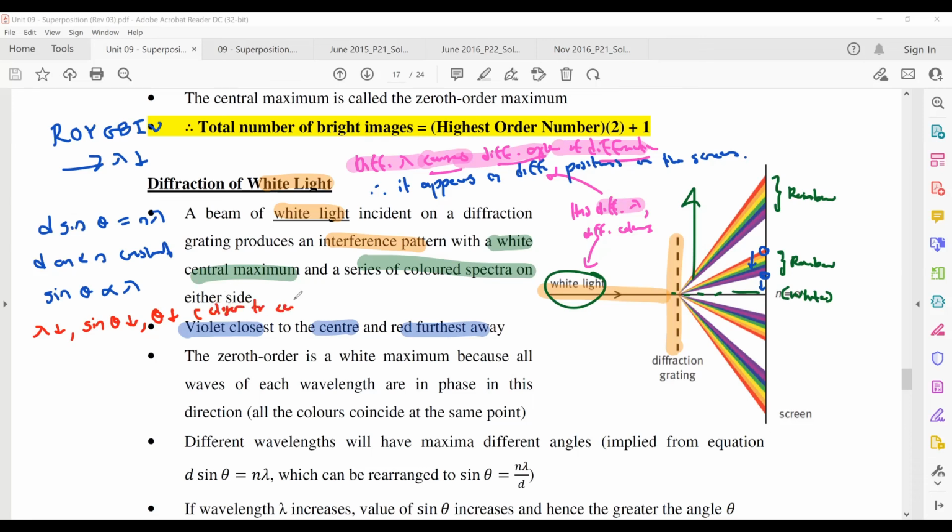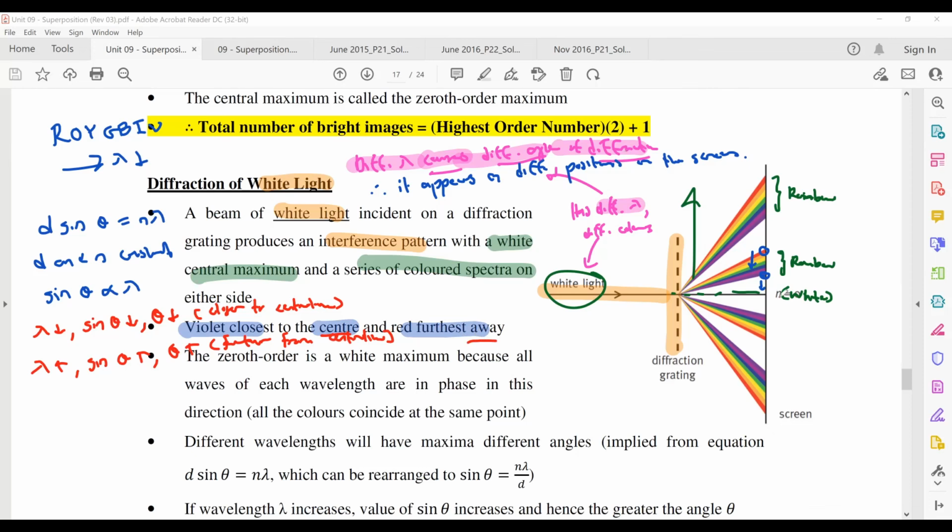Closer to the center line. But on the other hand, if your lambda increases, that means your sine theta increases, your theta increases, and this one will be further from the center line. Okay, that's the understanding here. That's why violet is closest to the center, and red is the furthest away.